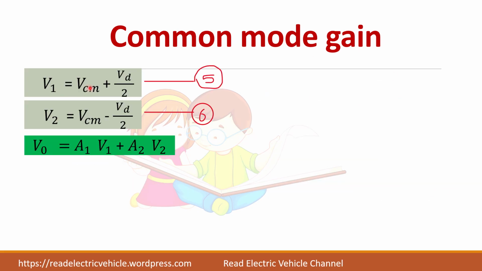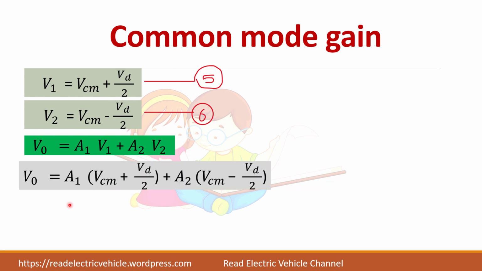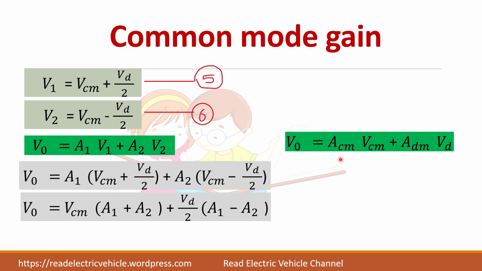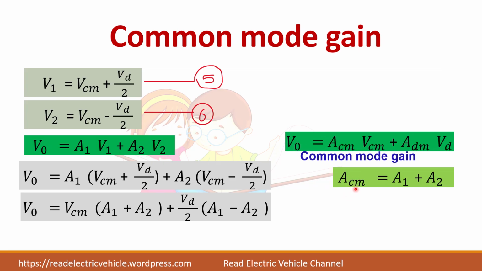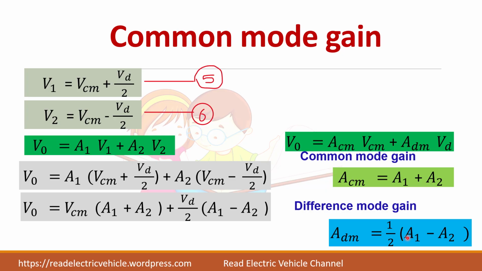Now, with these two equations, let us find what is the output voltage. So instead of V1 and V2, substitute 5 and 6 equations. Simplify it. You will get V0 is equal to this one, where ACM is the common mode gain and difference mode gain is given by this one. Okay. So only thing which you should remember is that the op amp does not respond equally for a difference voltage and common voltage. It is different.